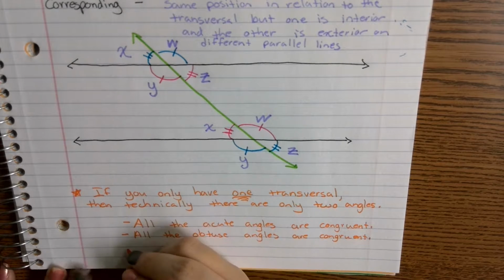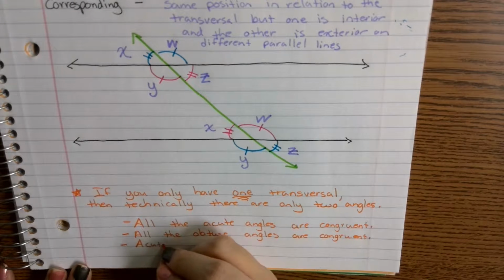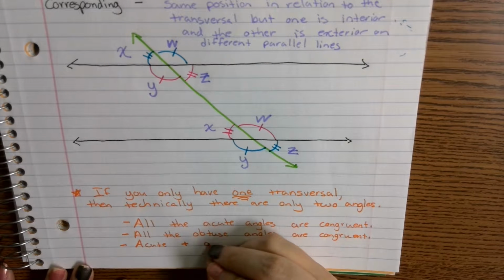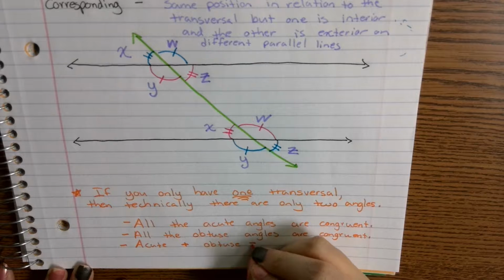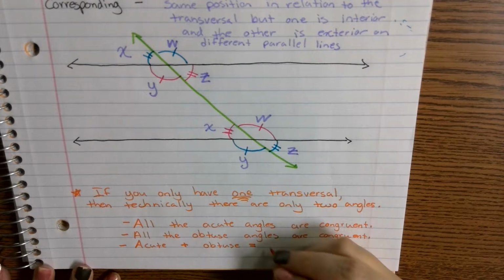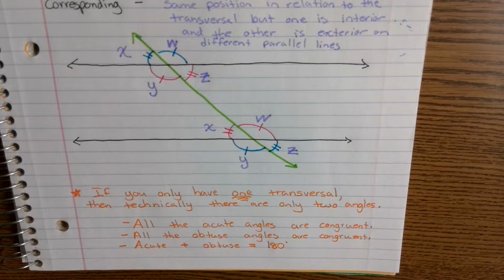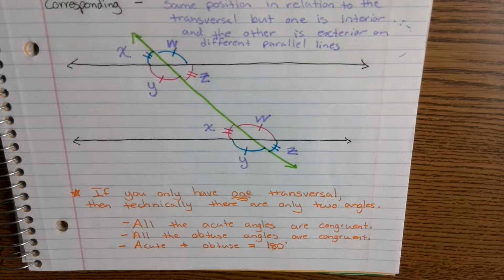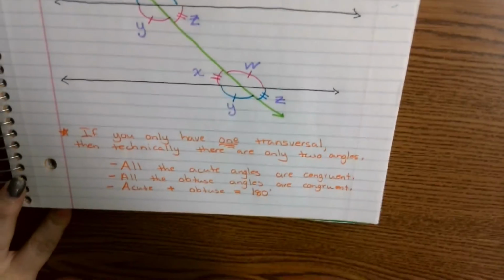And furthermore, if you take that acute angle and you add the obtuse angle, it's going to equal how many degrees? 180. So if you take any one of the acute angles and add it with any one of the obtuse angles, it will equal 180 degrees. The only time that this statement is not true for having one transversal is if that transversal happens to be perpendicular to the parallel lines. And in that case, every single angle is going to be how many degrees? 90.